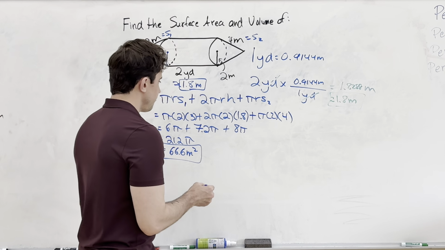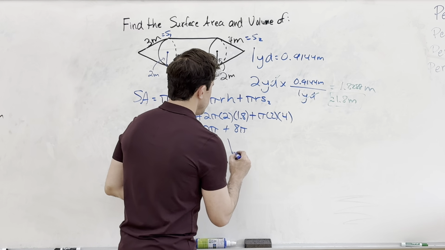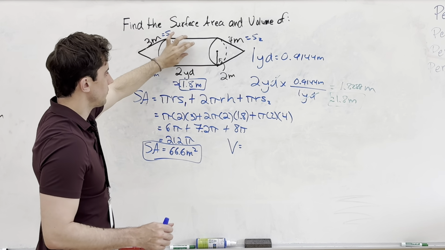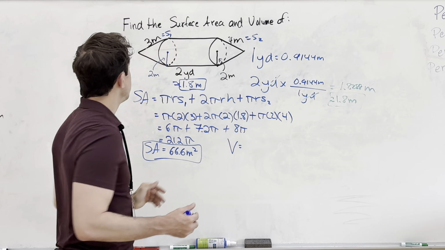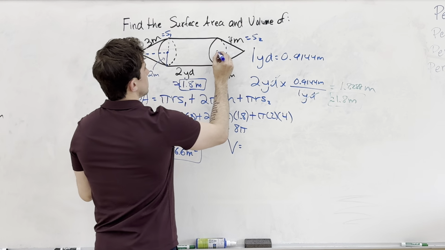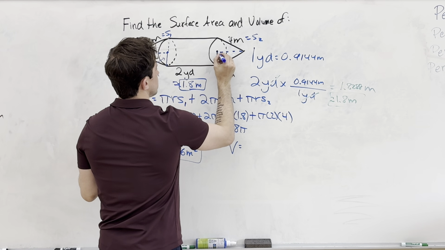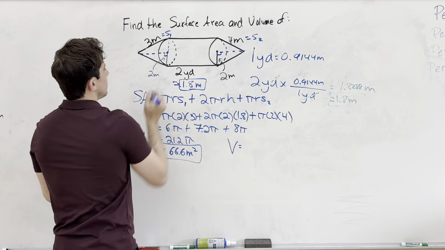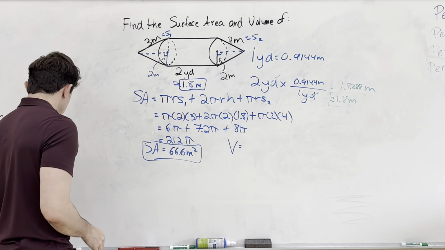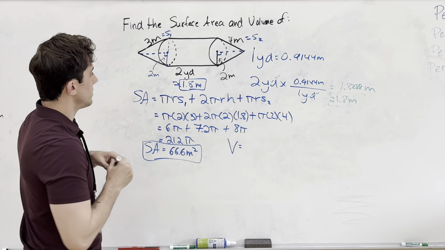Now for the volume, it is going to be the volume of the cone on the left, plus the volume of the cylinder, plus the volume of the cone on the right. So for the volume, we need the vertical heights of the cones. We need those vertical heights, right? And so you can see that a Pythagorean theorem application comes up.